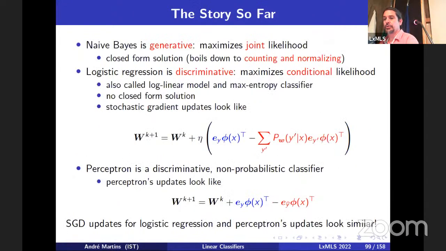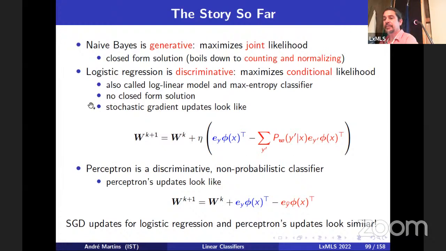It's interesting to put everything in perspective now. We first talked about naive Bayes. We saw that it's an instance of a generative model. It maximizes the joint likelihood. We have a closed-form solution for that, which just boils down to counting and normalizing. Logistic regression is discriminative, so it's not trying to build this generative story. It focuses directly on estimating the probability of y given x. It doesn't maximize the joint likelihood, but rather the conditional likelihood, the probability of y given x, not the joint probability of x and y.